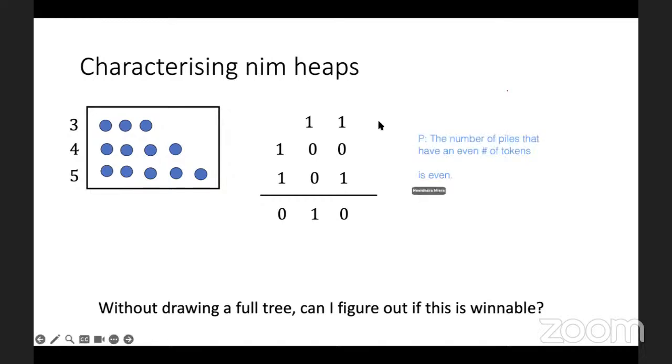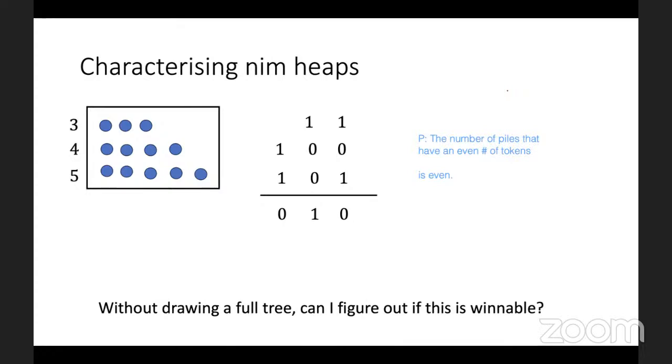Yeah, so the number of piles that have an even number of tokens is even, okay? Now, what can we say about this property? Suppose you have this property. Then if you remove an odd number of tokens from any pile, so if it's an even pile and you remove an odd number of tokens, you flip from even to odd. And if it's an odd pile and you remove an odd number of tokens, you flip from odd to even. So if the property holds, then no matter how you play, you have disturbed the property.